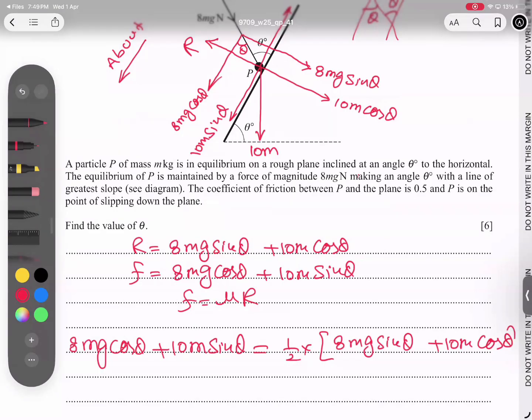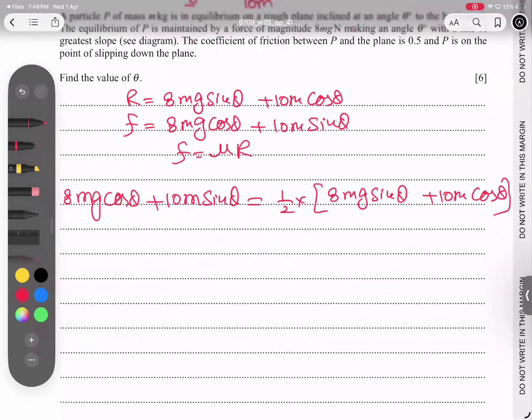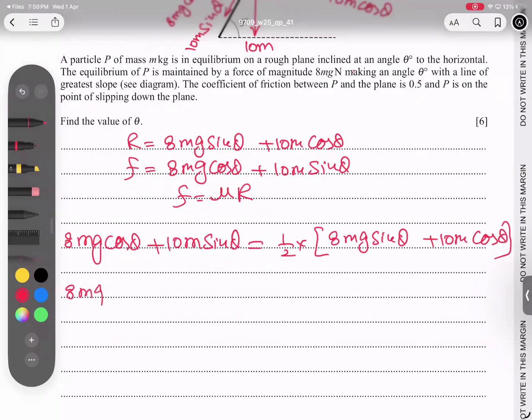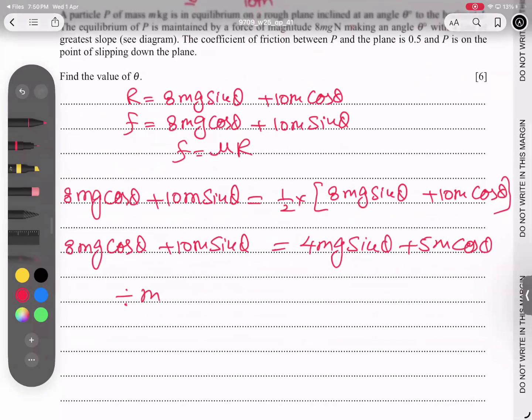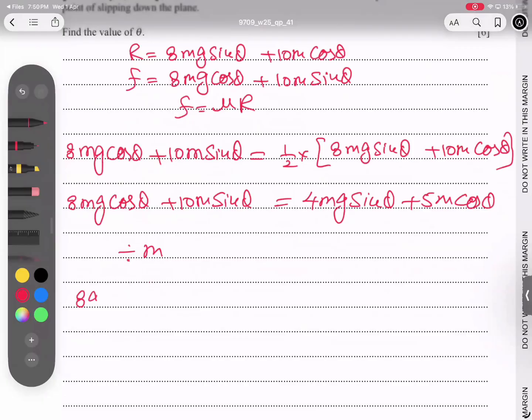Now students, this 2 multiplies on the right side, or cancels from inside. So 8 mg cos theta plus 10 m sine theta, and 2 cancels 8 and 10. I got 4 mg sine theta and 5 m cos theta. So I think you can see, students, m is available in the whole equation. Divide by m, I got 8g cos theta, 10 sine theta, 4g sine theta and 5 cos theta.